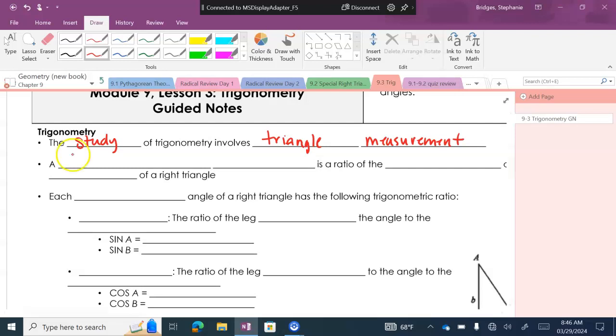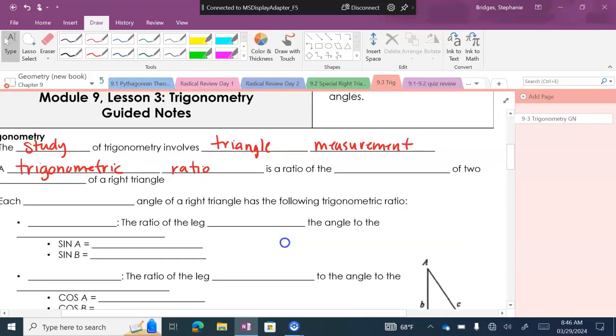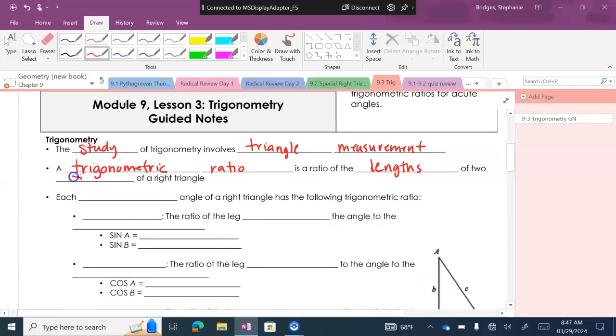So a trigonometric ratio is a ratio of the lengths of two sides of a right triangle. I'm trying to put that all together. So a trigonometric ratio is going to be a ratio that compares the lengths of two sides in a right triangle.